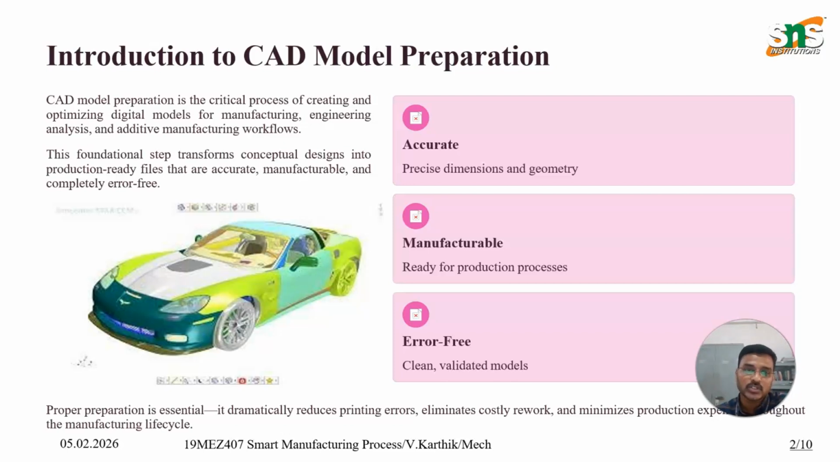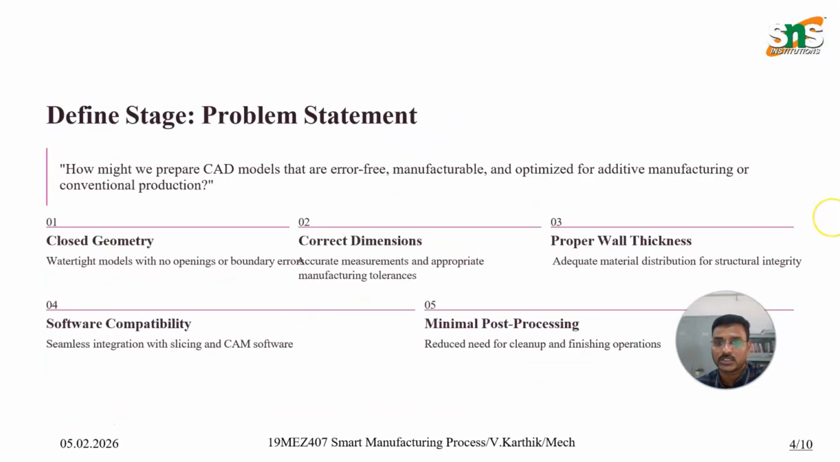The foundational step is that we first make the design from conceptual to production ready, and it should be accurate, manufacturable and error free. Accurate gives you the precise dimensions and geometry, manufacturable provides for production processes, and error free gives clean and validated models. This is about the CAD model preparation in the design process.